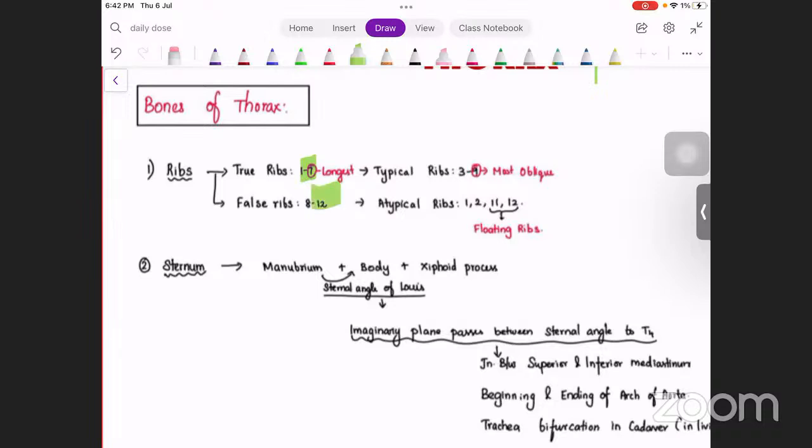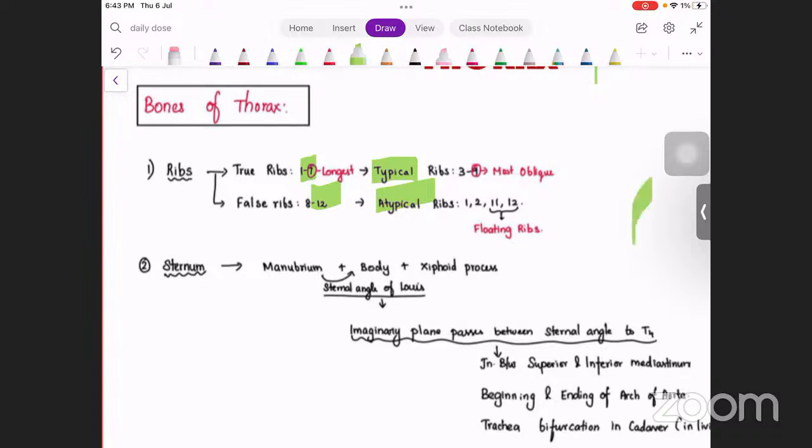And we classify the ribs based upon structure as typical ribs and atypical ribs. The typical ribs are 3 to 9, and the most oblique one is your 9th rib. And the atypical ribs are the remaining ones. Besides 3 to 9, that means 1, 2, 11, and 12. Among that, 11 and 12 are your floating ribs.